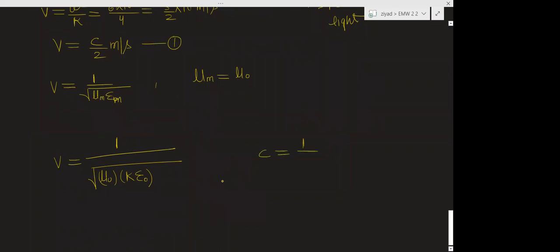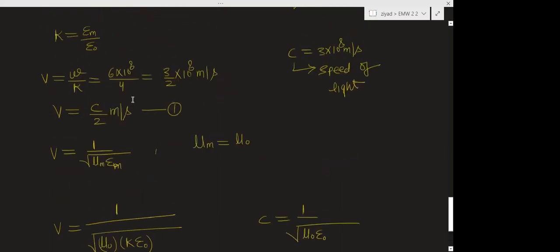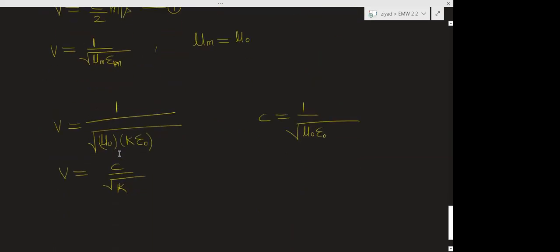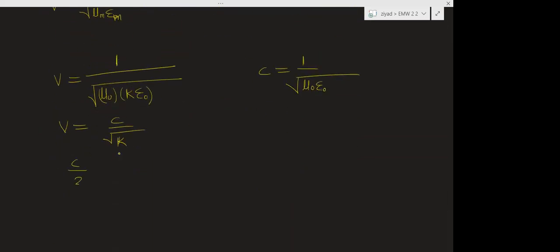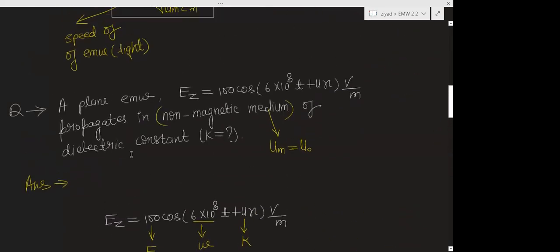C is equal to 1 upon root of mu naught into epsilon naught. So V can be written as C divided by under root of K. Now V is C by 2, so put the value of V: C by 2 is equal to C by under root of K. C and C cancel out, so under root K is equal to 2. Squaring both sides, you get 4. So the dielectric constant is 4.